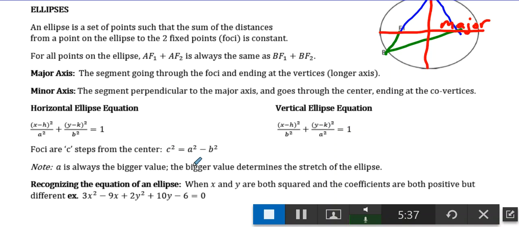Recognizing the equation of an ellipse: if you're looking at an equation and trying to determine if it could be rewritten as an ellipse, you're looking for one where x and y are both squared. The coefficients are both positive, but they're different. So in this example, one coefficient is 3 and one is 2. All right, let's turn the page.